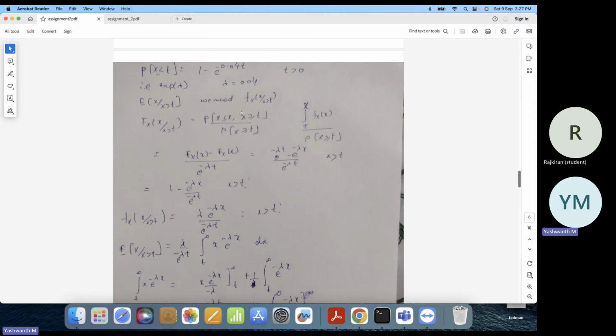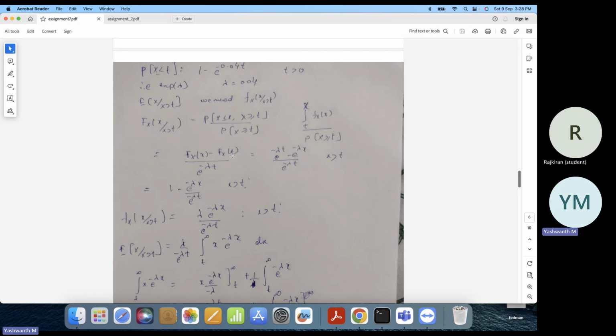To get small f, we need capital F and then differentiate. Again, we go to the definition of the conditional probability. This is nothing but the probability that x is less than or equal to x given x greater than t. When you expand that conditional probability, you get the integral from t to x of small f divided by the probability that x is greater than t.